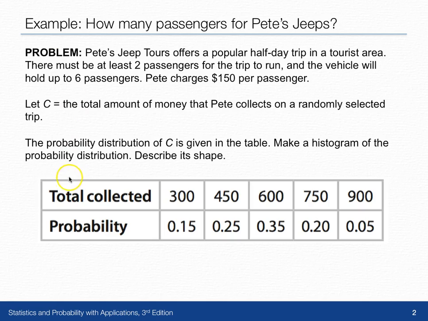So notice in our probability distribution we have the total amount collected for our variable C, which could be anything from $300 to $900. Since Pete requires at least 2 passengers and each must pay $150, we have a minimum amount of $300, and the maximum of 6 passengers would generate $900 for Pete. The probability of each of those possible outcomes is given below each of the outcomes.